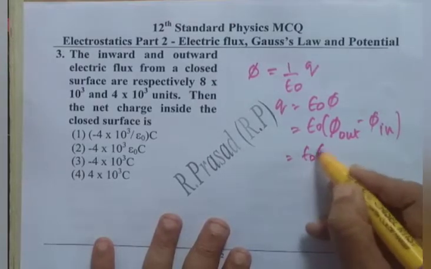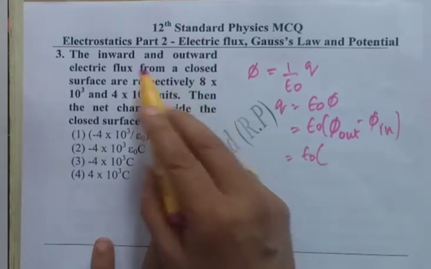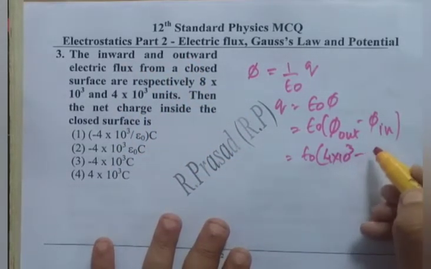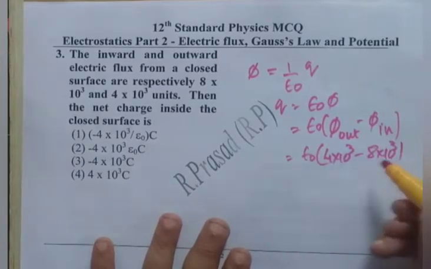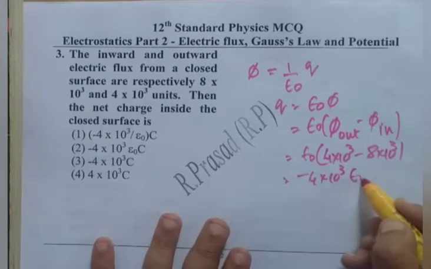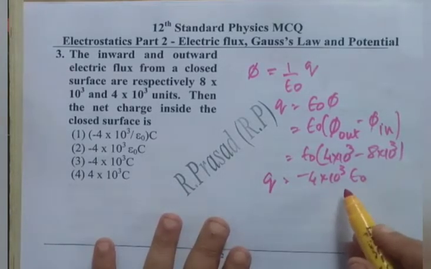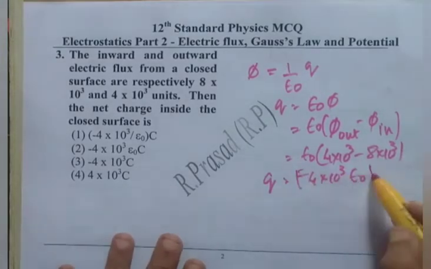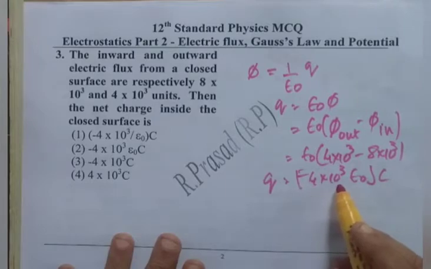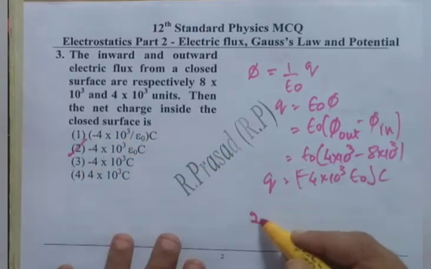So, epsilon naught, phi outward minus phi inward. It is given inward and outward, so 8 is inward, outward is 4. So 4 × 10^3 minus 8 × 10^3. That is minus 4 × 10^3 epsilon naught, which is q. If we write its unit, it is coulomb. Therefore, the option minus 4 × 10^3 epsilon naught, the second option, is right.